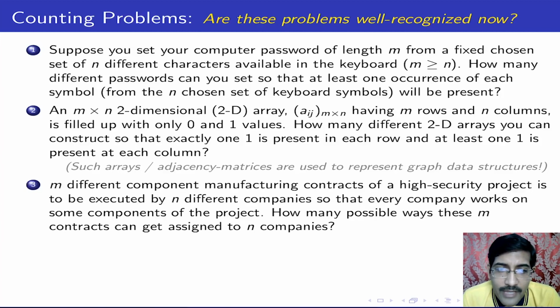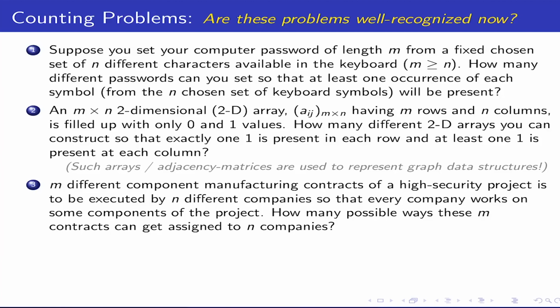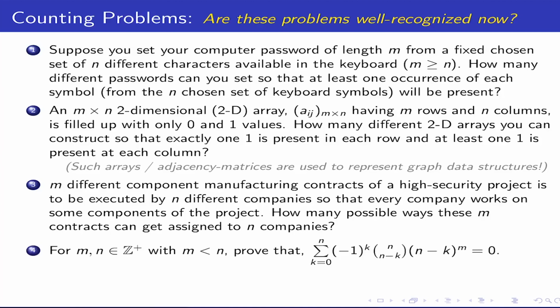You have seen problems like: m different component manufacturing contracts of a high security project need to be executed by n different companies, where I want multiple companies to work on the same component, but no company is left out of operating over the m different component contracts. How many possible ways of assignment can you formulate for these m contracts to get assigned to n companies? Answer: the number of onto functions.